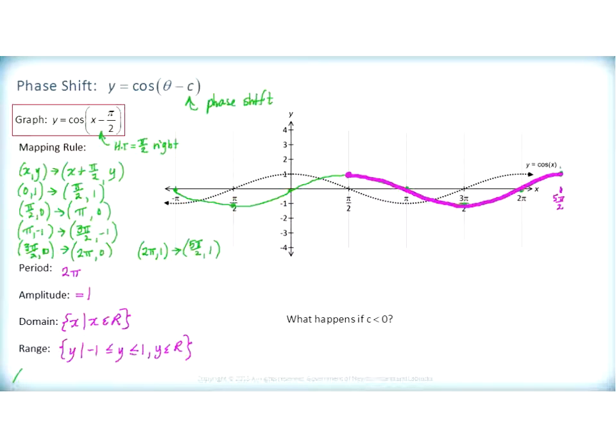So what do you expect would happen if c was less than 0? In this example, you had x minus pi over 2. So the value of c was a positive pi over 2, and you had a phase shift to the right of pi over 2 units. So if c is less than 0, that will result in a phase shift of c units to the left. In other words, we have a horizontal translation equal to negative c units to the left.